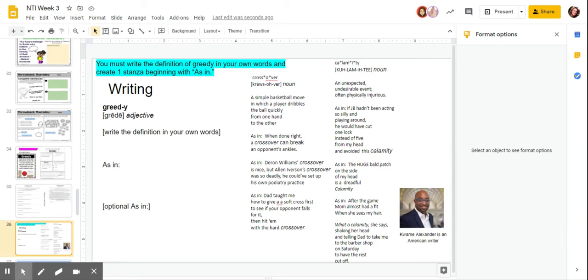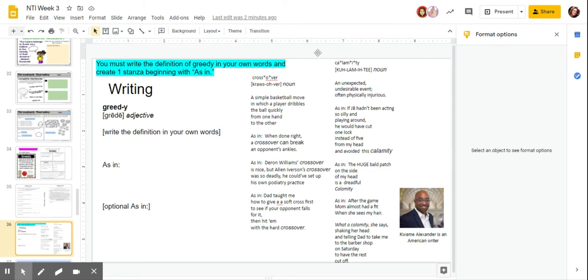Hi, you all. For vocabulary this week, we're going to be combining word knowledge and poetry. So, this gentleman right here, his name is Kwame Alexander. He's an American writer, and he does a lot of really awesome poetry. Two of the poems that I put on here are two of his vocabulary poems that are really easy to replicate because of the format he uses. And they're also a lot of fun.